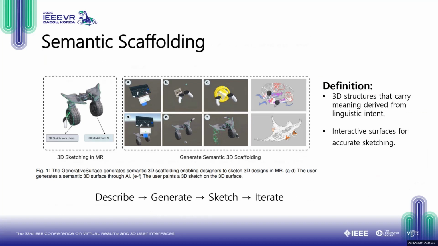This brings us to our core idea, semantic scaffolding. We believe AI-generated models should be a starting point to help us draw 3D sketches to express our design ideas. We define semantic scaffolding as a loose 3D shape that carries the meaning of our design ideas. It gives us a surface to sketch 3D sketches.